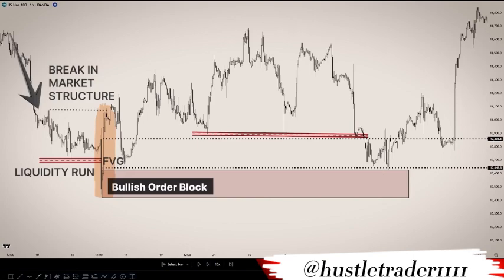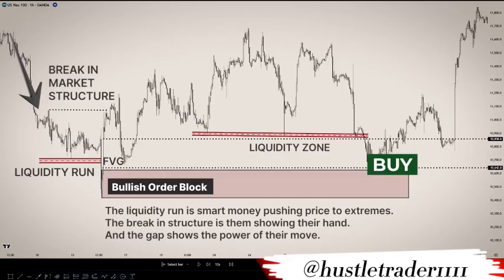As price moves up, it leaves a fair value gap. Above the order block, a potential liquidity zone. This makes it a spot to watch for future buy trades. Again, the liquidity run is smart money pushing price to extremes. The break in structure is them showing their hand, and the gap shows the power of their move.